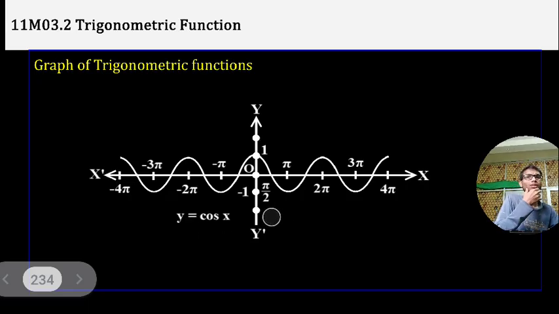Now we know that. So here, at pi upon 2, we are saying cos 90. So cos 90 will give us how much? 1? No, 0.